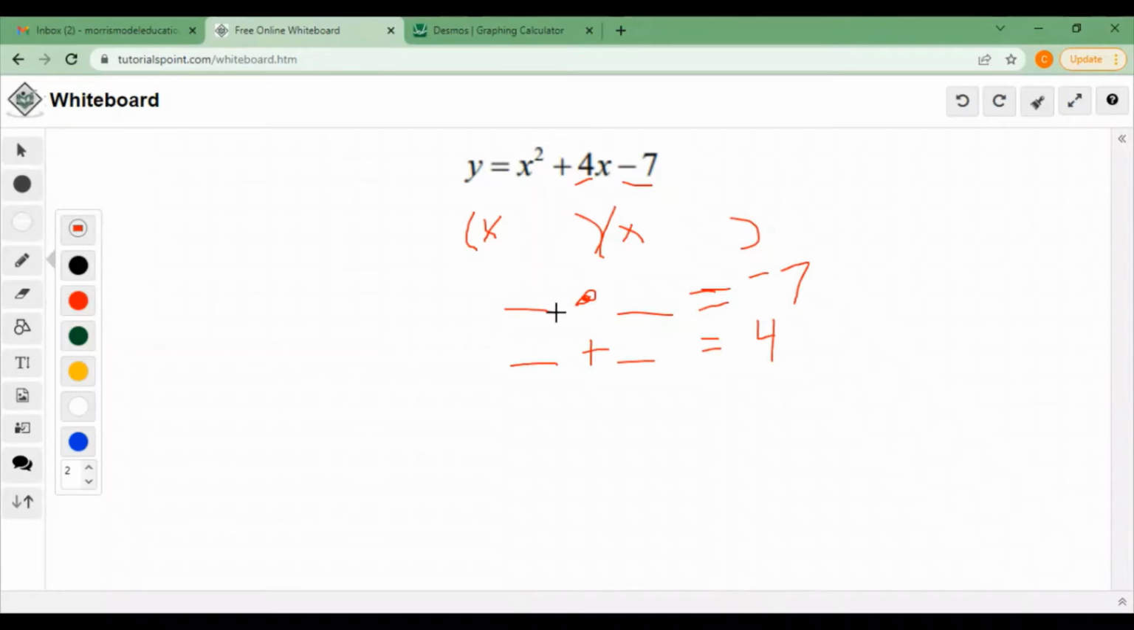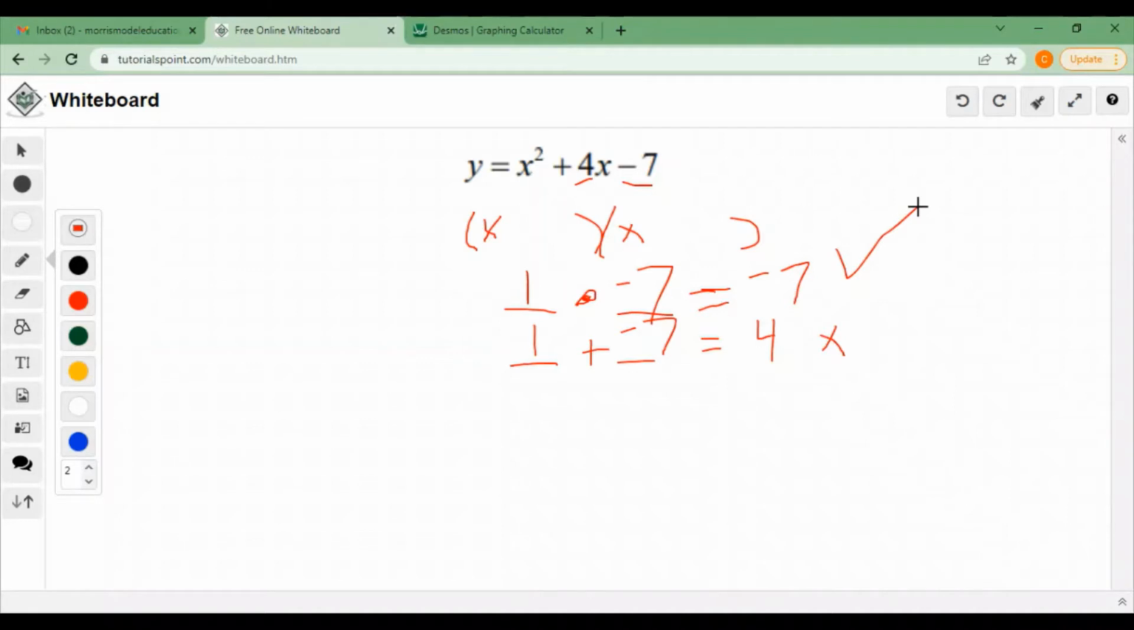Oh, wait a minute. The only thing that multiplies to -7 is 1 times -7, or the other way around, -1 times +7. But there's no way you could add those to get 4. 1 and -7 add to -6. It does multiply to -7, but it has to check both boxes. So you can't solve these types of quadratic functions by factoring. If you don't have a graph available to you, it's very difficult to find the x-intercepts or the zeros.